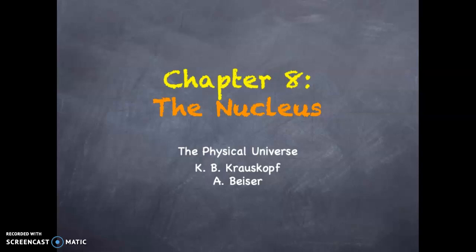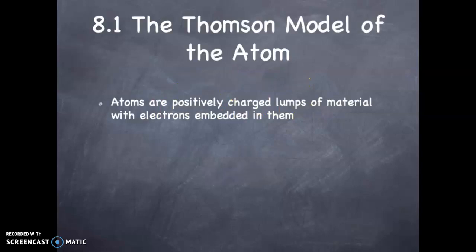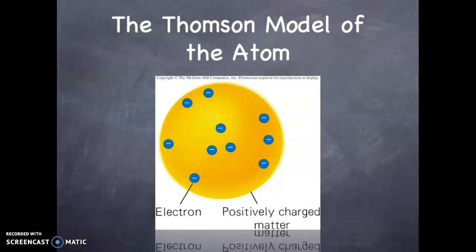Chapter 8, The Nucleus. The Thomson model of the atom. Atoms are positively charged lumps of material with electrons embedded in them. The Thomson model of the atom has the electrons represented here as blue negative structures embedded within a positive structure. That's the Thomson model of the atom.